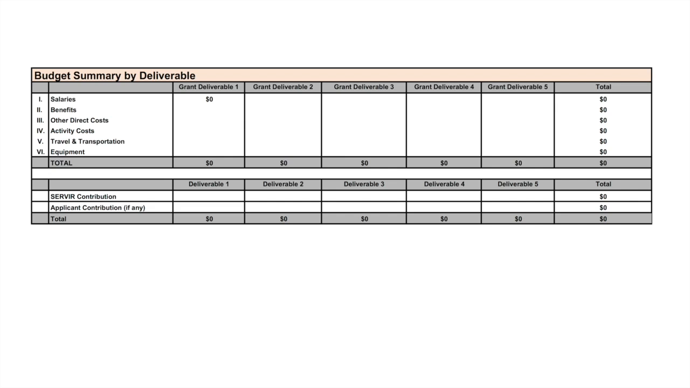If you have included any applicant contribution, please also complete the second chart, which separates costs across deliverables between Severe and the applicant. Please be certain that the totals in both charts in tab 3 equal the total budget from tab 2.